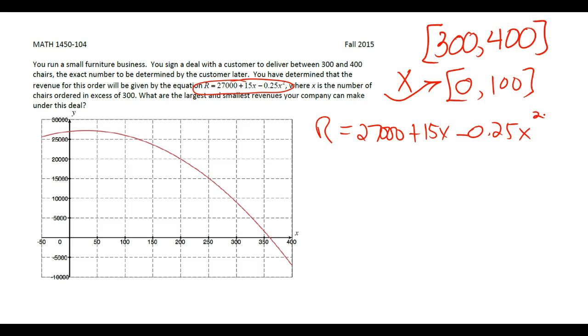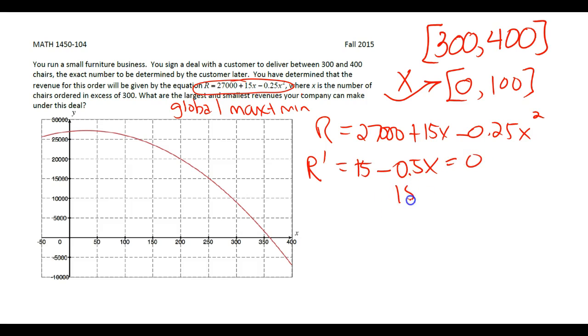All right, we need to take the derivative, don't we? We're trying to find the largest and smallest revenues. Really, those are global max and global min, right? To find the critical points, we have to take the first derivative, which is 15 minus 0.5x. Let's set that equal to 0. 15 equals 0.5x. X equals 30. So we found one critical point.